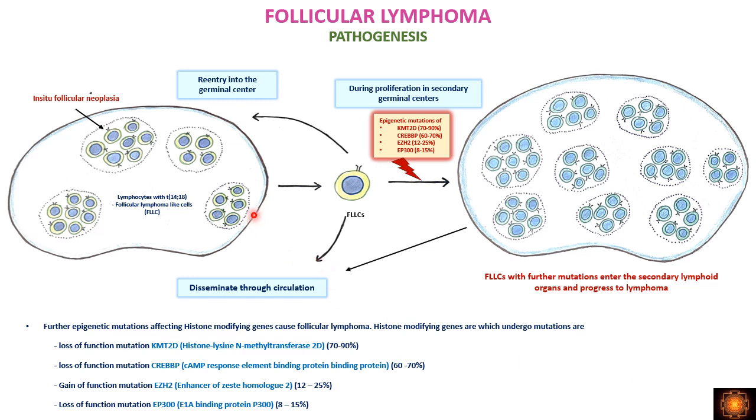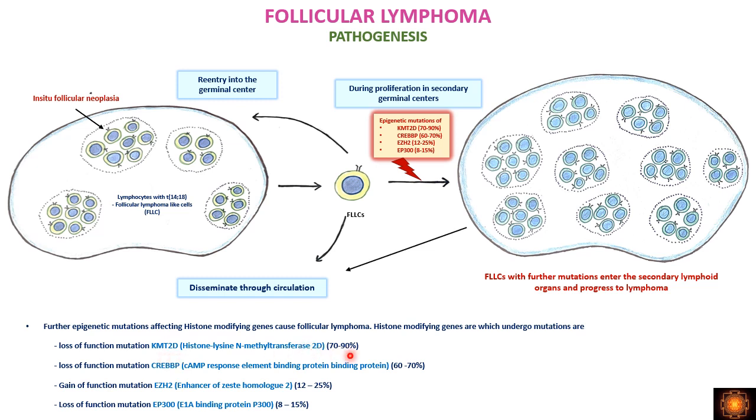Now, in the germinal center, when there is a stimulation for the proliferation of the cells, in the secondary follicles, when there is a proliferation of the centroblasts, these cells can acquire further mutations. So there can be epigenetic mutations which are affecting the histone modifying genes. So we have many histone modifying genes which undergo mutations, but among them the important mutations are loss of function mutation of KMT2D gene.